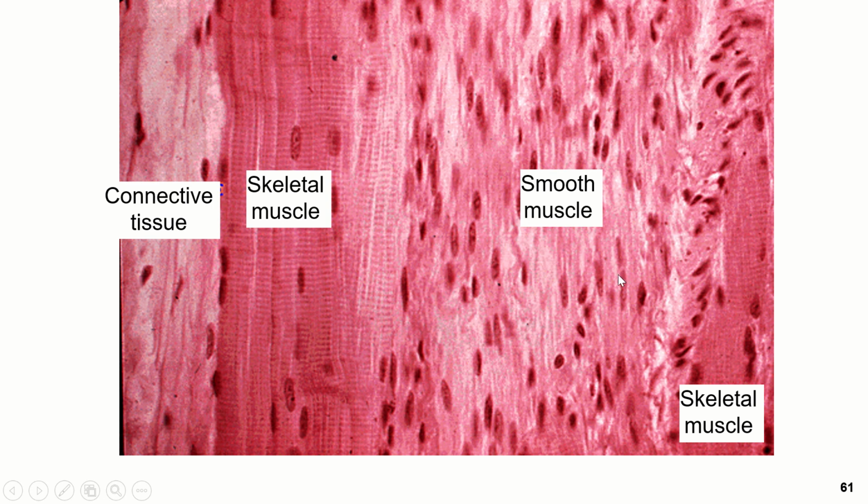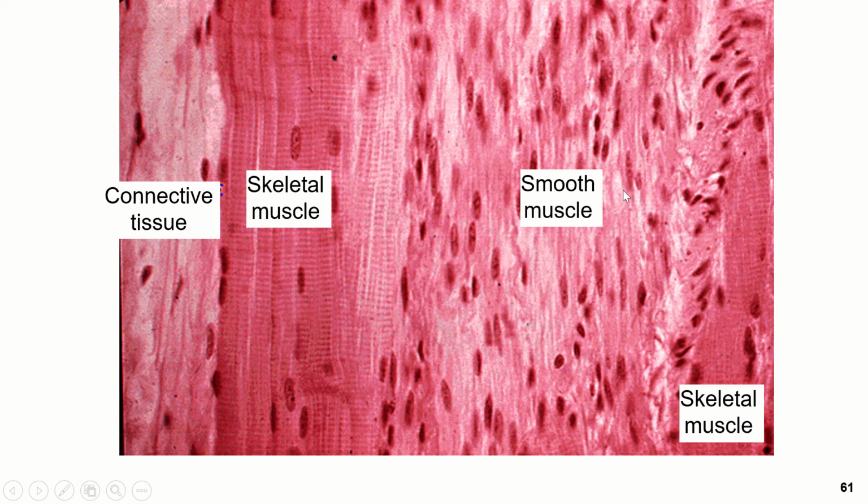Okay? All right, so here we can see the difference between skeletal muscle and smooth muscle right next to each other. And then we also have some connective tissue. Can you guess what it is? It's areolar. Yeah, that's areolar connective tissue. So here we have the skeletal muscle nicely striated. We can see the multiple nuclei per cell.